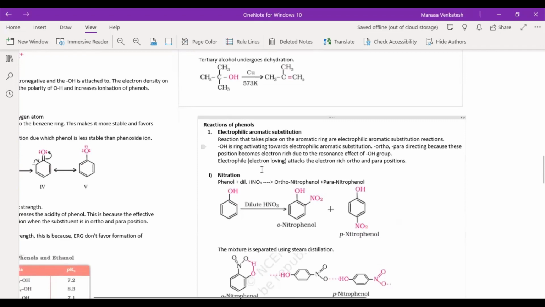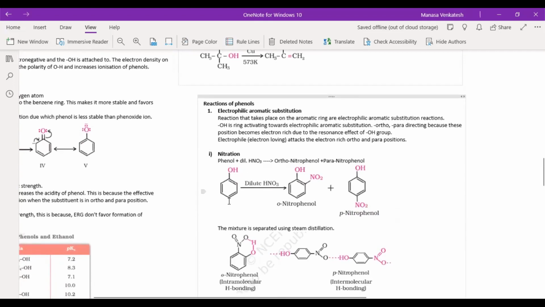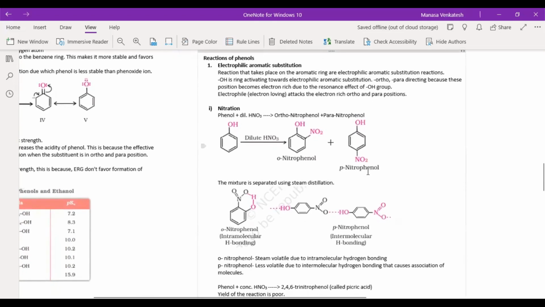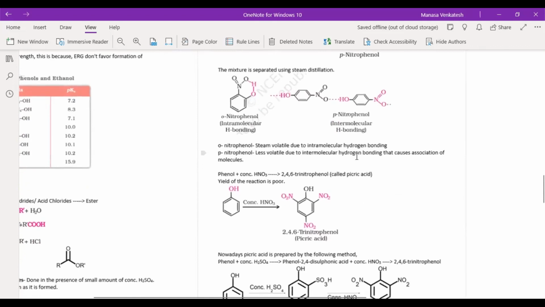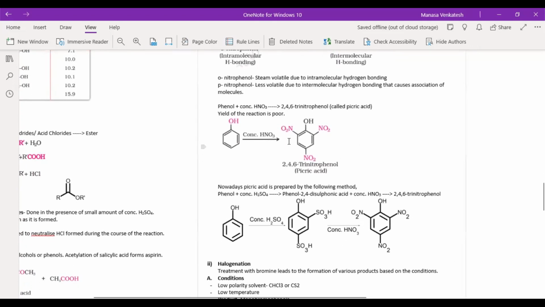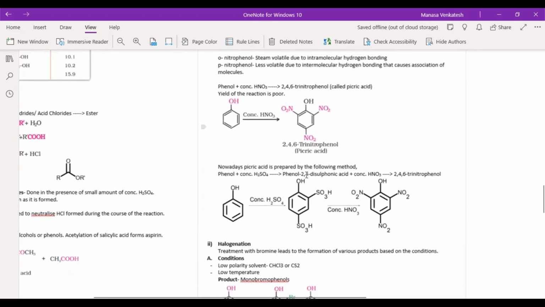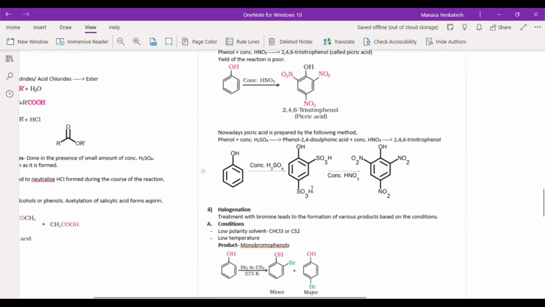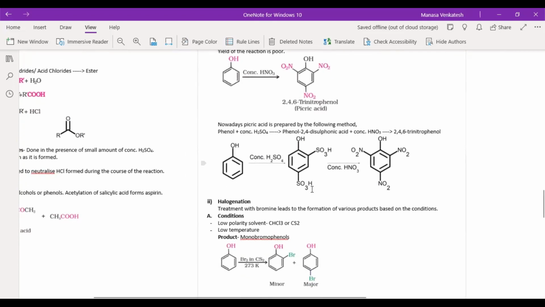Last, we learned about the reactions of phenols. In electrophilic aromatic substitution, groups are added at the ortho and the para position because OH is electron releasing in nature. With dilute HNO3, ortho-nitrophenol and para-nitrophenol are formed, and they're separated using steam distillation. Whereas in concentrated HNO3, we are getting picric acid or 2,4,6-trinitrophenol. Because this reaction is not giving a good yield, we are reacting it with concentrated H2SO4 to give us phenol-2,4-disulfonic acid, which on concentrated HNO3 gives us picric acid.